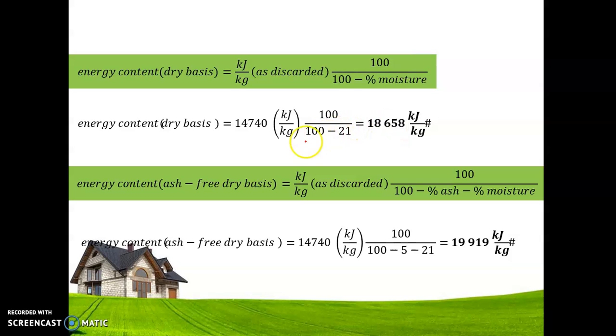Okay, so for the dry basis, you need to subtract 21%, the one that you already got from my second video calculating the moisture percentage. So you will get this value. So this is the dry basis. The next one is ash free dry basis. So you need to subtract percentage ash and also percentage moisture. The percentage ash given just now is 5%, right? And the moisture just now is 21%. So you add up, put into the equation, and you finally will get this value.